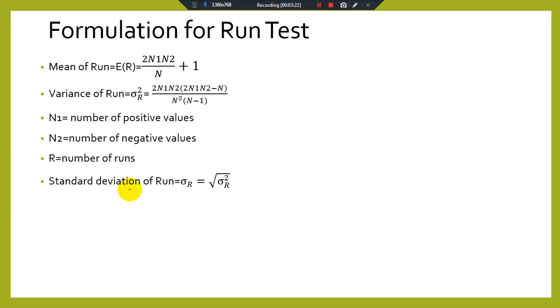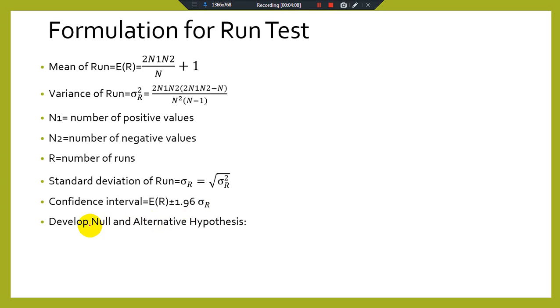Here we have the standard deviation formula for the runs. We take the square root of the variance and we get the standard deviation of runs. Here is the formula for the confidence interval: the mean of runs plus or minus 1.96 times the standard deviation. Normally we say the mean plus or minus 1.96 standard deviations, but here we have runs as the basis, so that's why we are using the mean of runs plus or minus 1.96 times the standard deviation of runs.